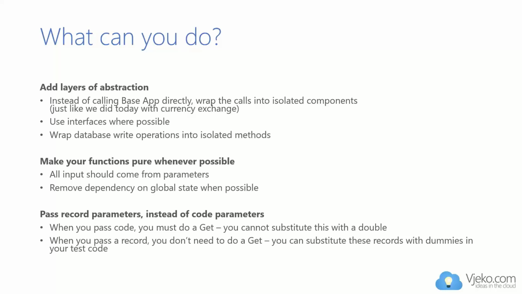And then one very random one, probably, is to pass record parameters instead of code parameters into your application code functions. I'm not talking about test functions, I'm talking about application code. If you have to do a get from your code, then you cannot substitute that with a double. But if you don't need a get, which is frequently the case when you pass a record, then you can substitute those with dummies in your test code, which will just make it run faster.